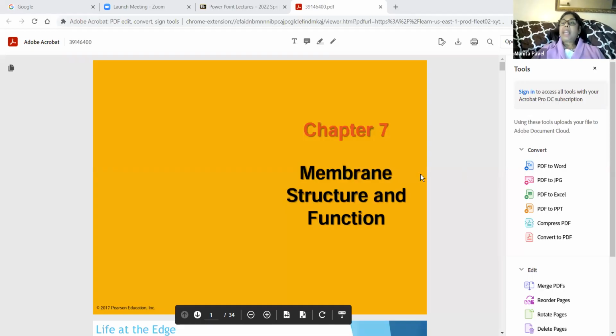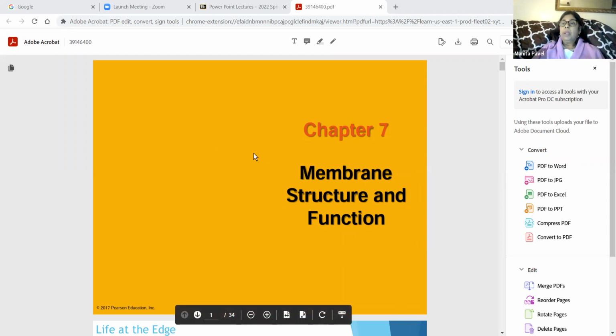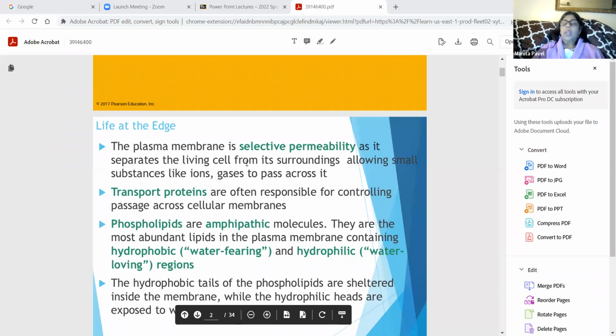Hello, students. So today we will be talking about chapter 7, membrane structure, and I'm going to share the PowerPoint slides with you so that we can explain what exactly is membrane structure and function. As the title suggests, we are looking at our plasma membrane structure and what are the number of functions that our plasma membrane is performing in our bodies.